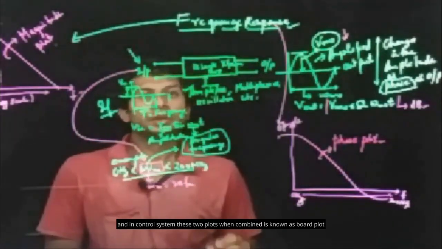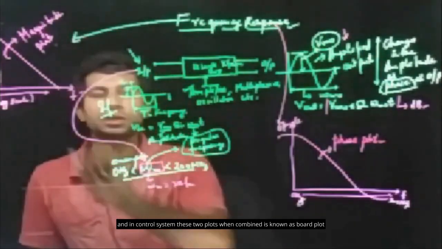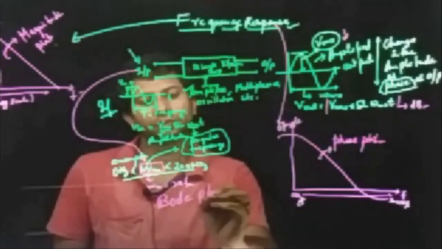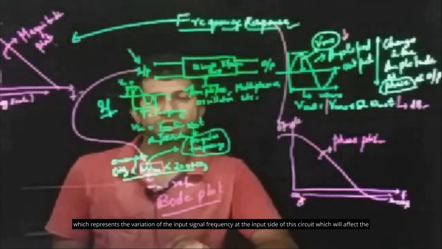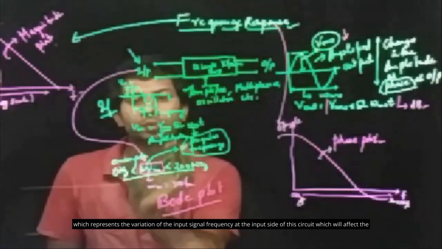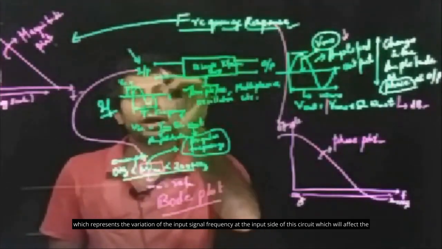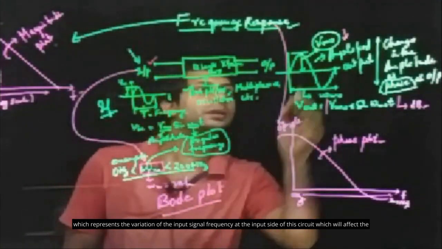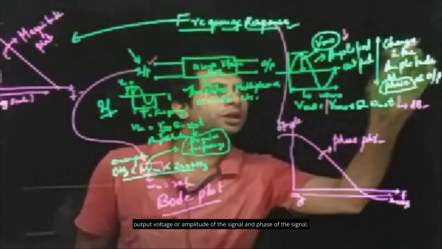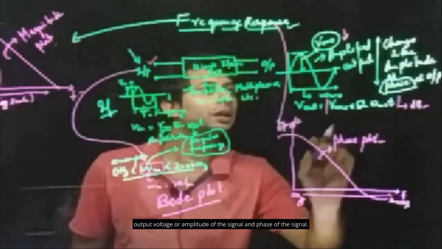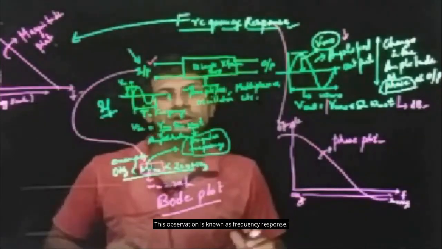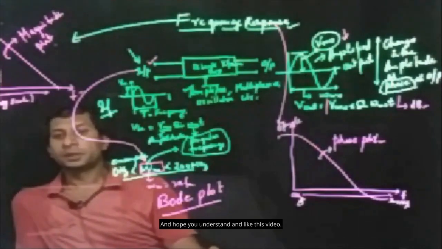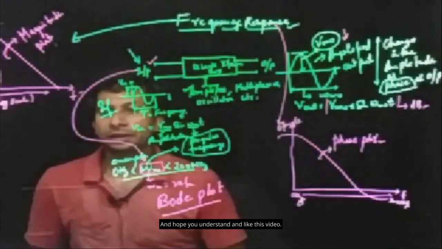And in control systems, these two plots when combined are known as the Bode plot, which represents how the variation of the input signal frequency at the input side of this circuit affects the output voltage amplitude and the phase of the signal. This observation is known as frequency response, and I hope you understood and liked this video.